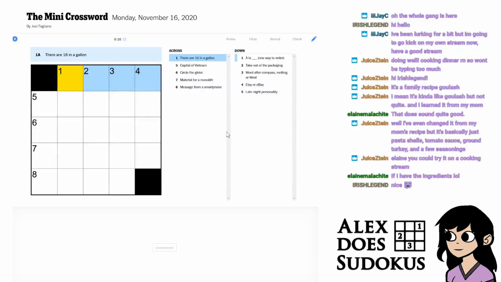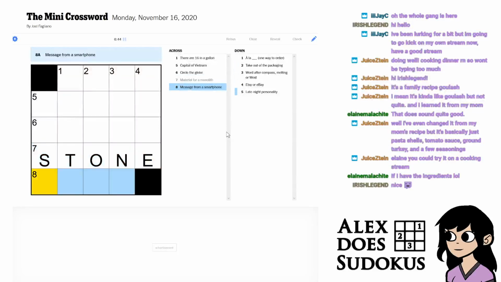So there's 16 in a gallon, so that's going to be ounces, isn't it? But I don't know how to spell ounces. No, I don't know how to spell ounces actually. Oh dearie me. Capital Vietnam. Oh, I used to know this, but not anymore. Circle the globe. So it's kind of round trip. Material for monolith. Stone, I guess.